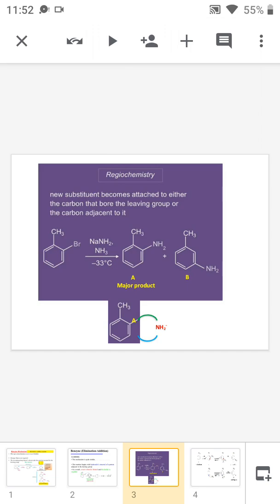Now we are moving into another example. Here in this example, the specialty is that an electron donating group is attached to the aryl halide. So that's why we have two positions for the attack of a nucleophile in the addition reaction.